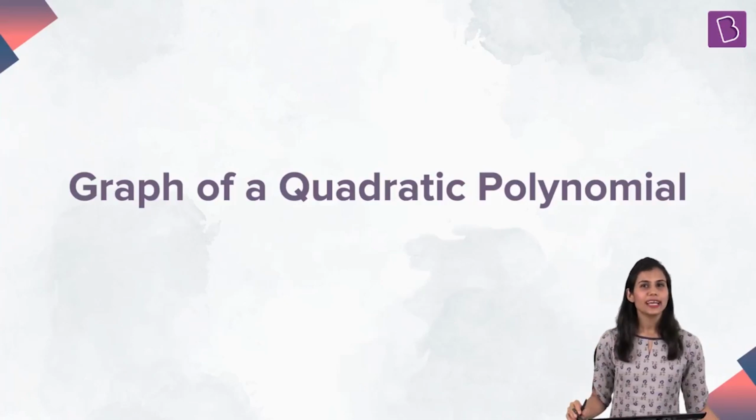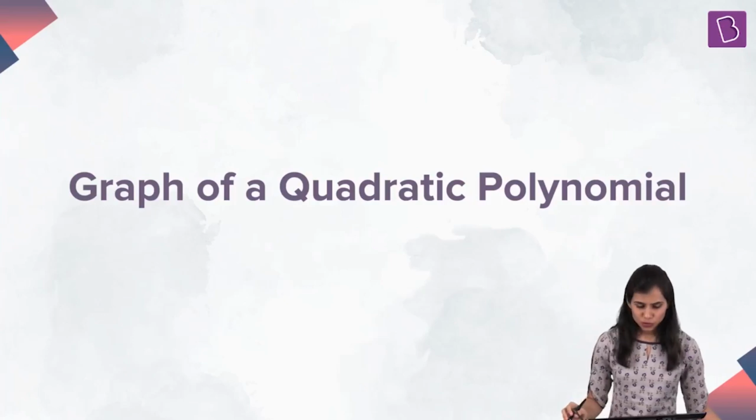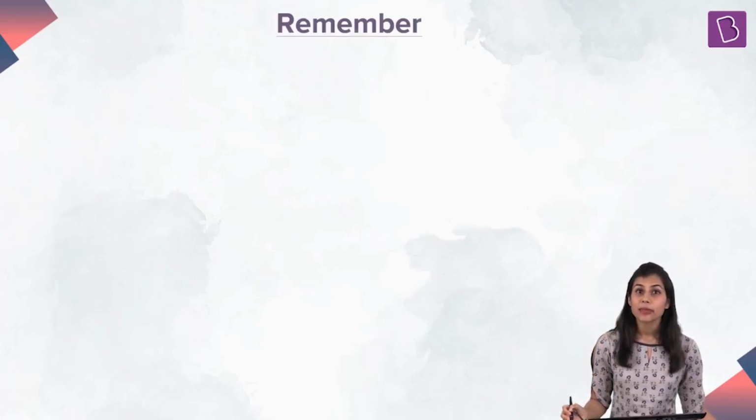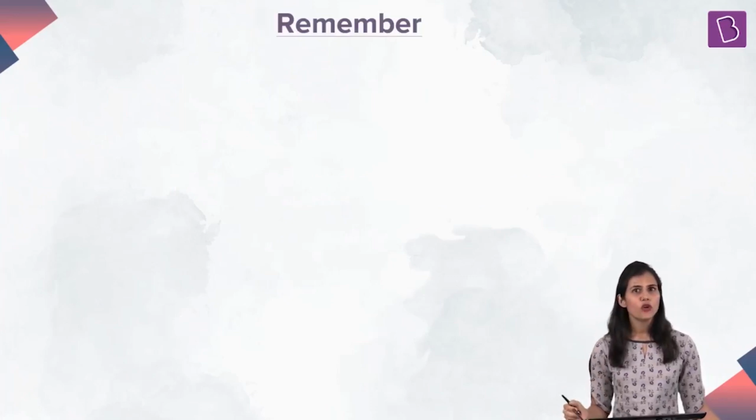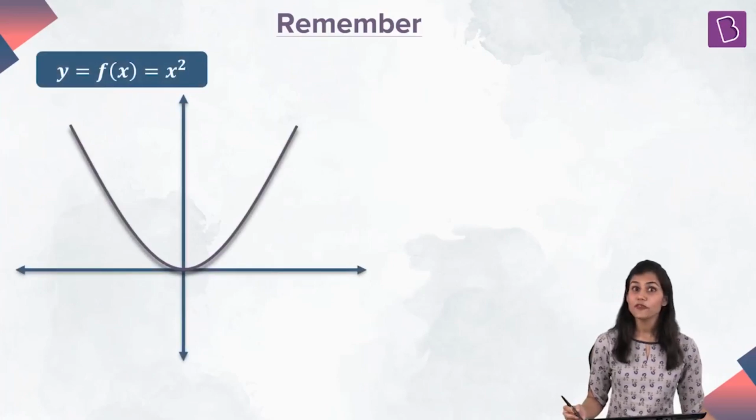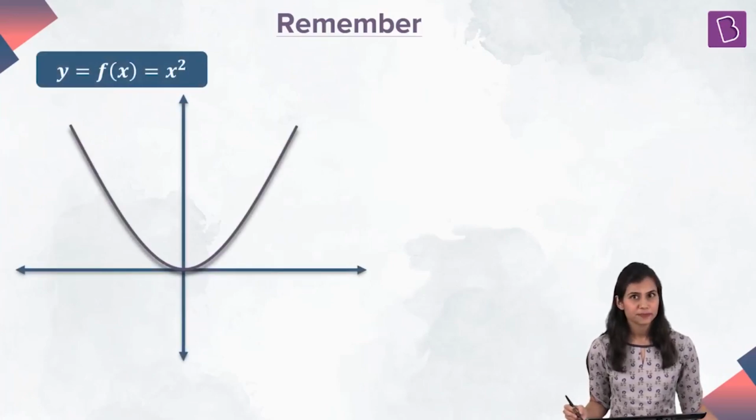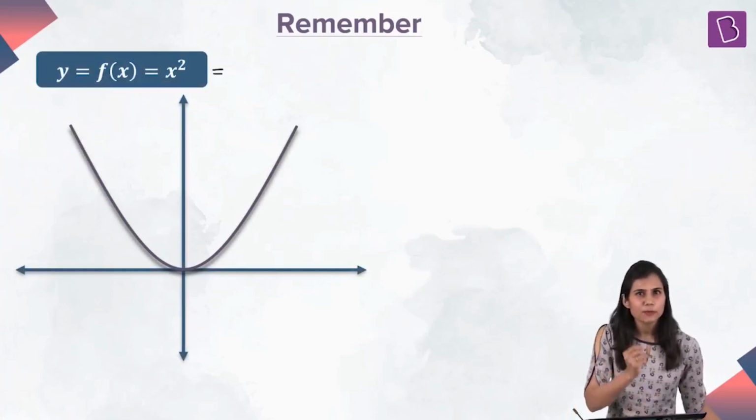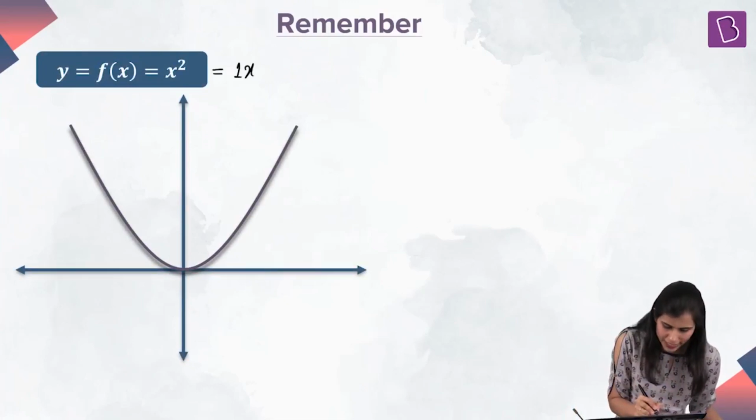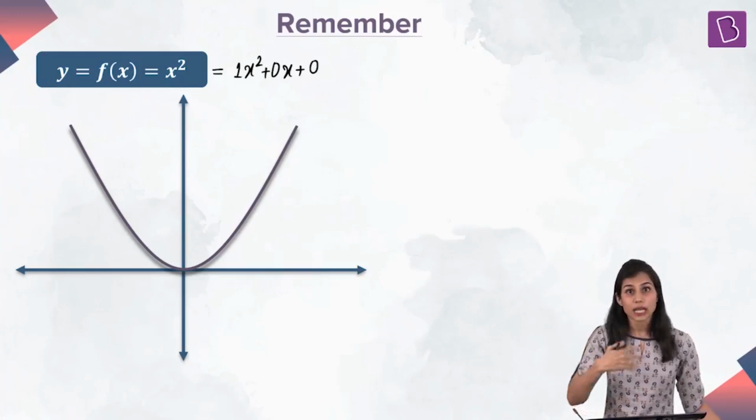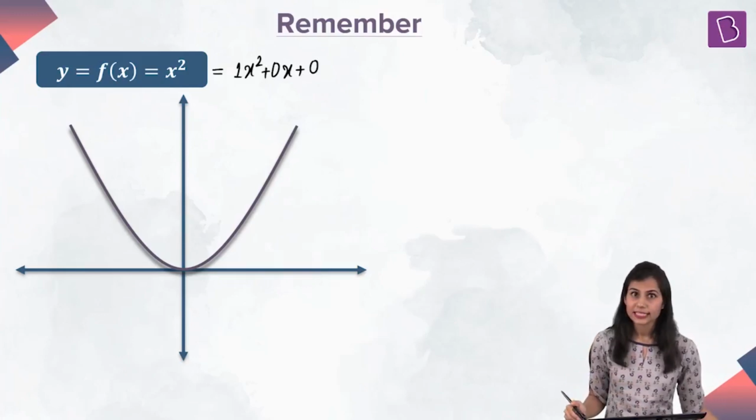So, before I directly take you to the graph of any quadratic polynomial, let me begin by making you recall the graph of a few familiar functions. One is f of x equals x square. Now, x square is nothing but a specific type of quadratic polynomial, 1x square plus 0x plus 0. Yes, we know its graph is an upward opening parabola, isn't it?